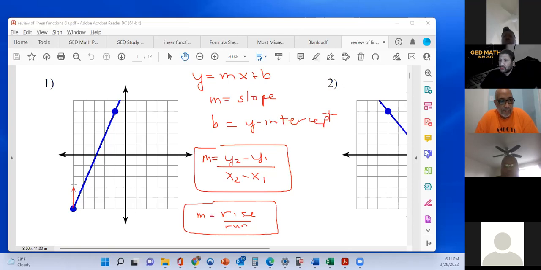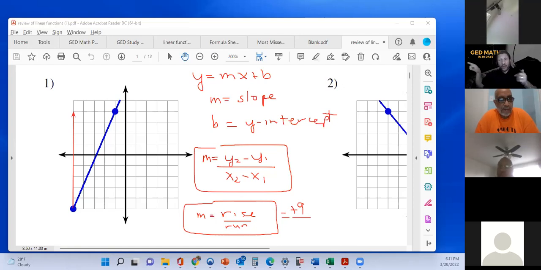1, 2, 3, 4, 5, 6, 7, 8, 9. So my rise is going to be what? Positive 9. Over. Now I have to run. What direction do I go when I run? To your right. Not just to my right. I can also go to my left.